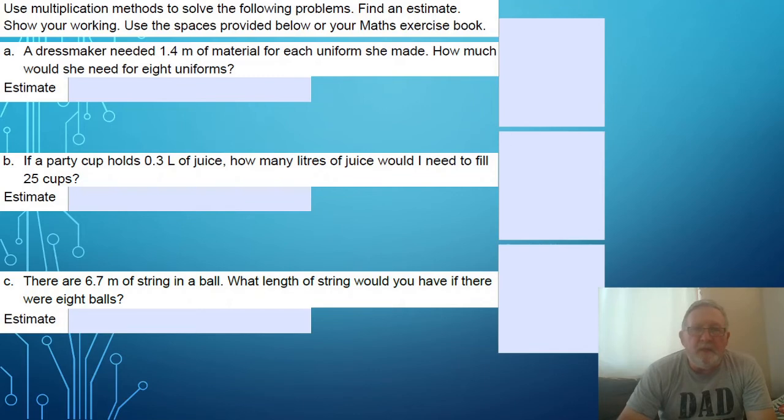So in the first problem here, you can see that we're working in a measure, meters. In the second problem, we're working in litres. In the third problem, we're again working in meters. So a dressmaker needed 1.4 meters of material for each uniform she made, and if she was making 8 uniforms, how much? You've got 1.4 meters multiplied by 8, and I would actually, in setting out an algorithm, put the 1.4 on top and the single digit in the second line. Pause the video now and have a go at each of those three for me.